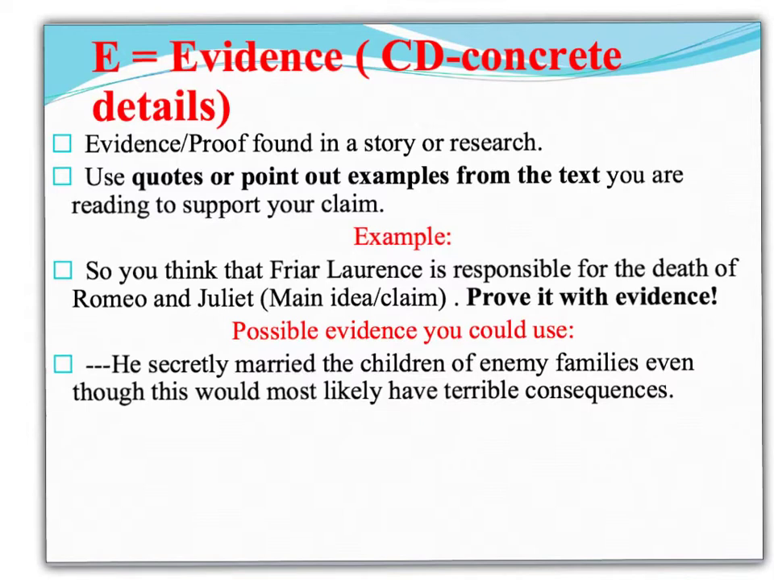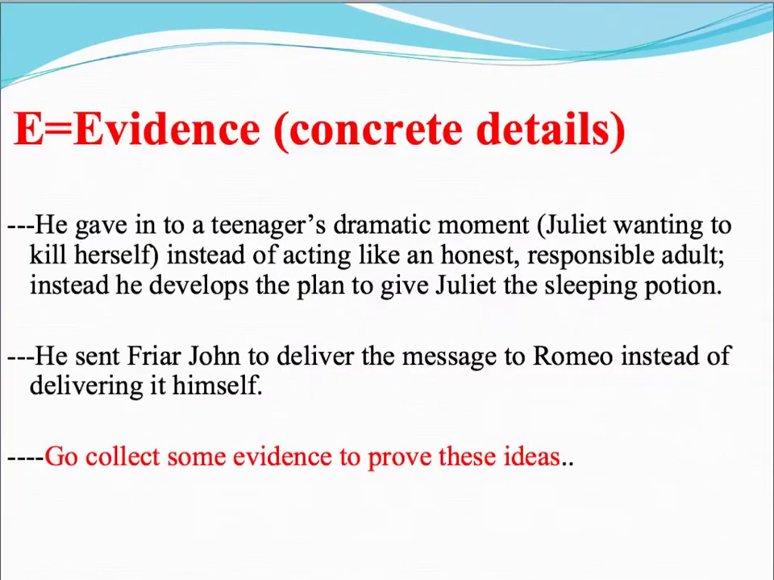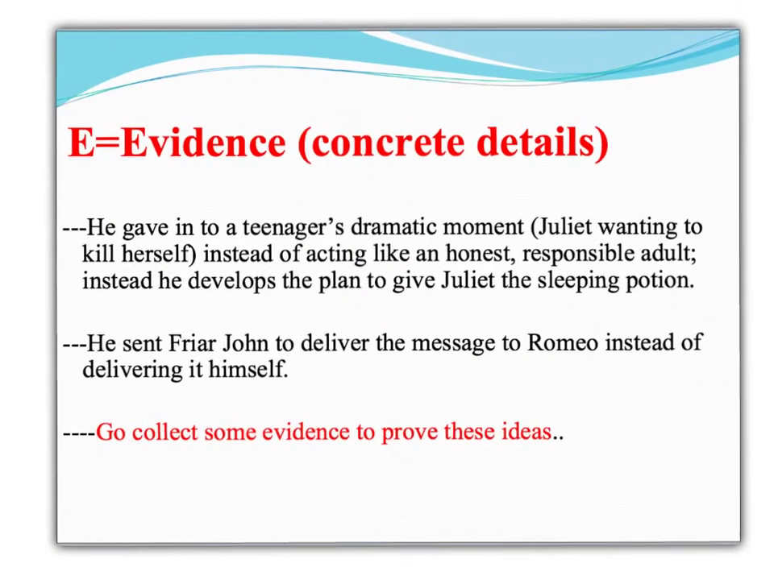So let's take an example. If you thought that Friar Lawrence was responsible for the death of Romeo and Juliet, that would be your claim, and then you would have to prove it with evidence. So let's start thinking about some evidence. One, he secretly married the children of enemy families, even though this would most likely have terrible consequences. Okay, why else might he be guilty and responsible for their death?